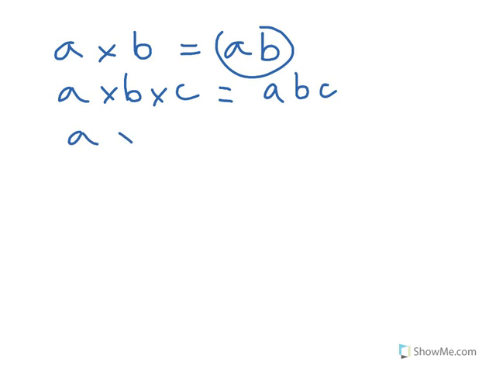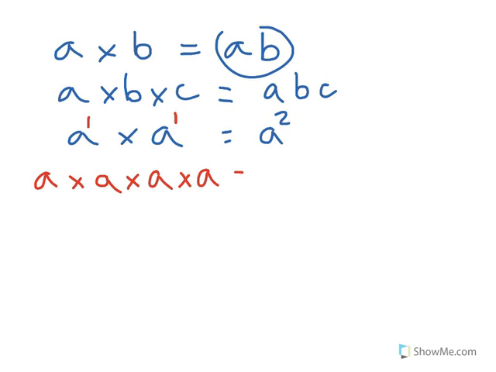Now if the letters are the same, a times a, well, as you should know, anything times itself you could write as squared. So it could be written as a squared. Now don't forget these a's here actually do have a power. They have a power of 1. The indice there is 1. If I wrote a times a times a times a, that could be written as a to the power of 4.